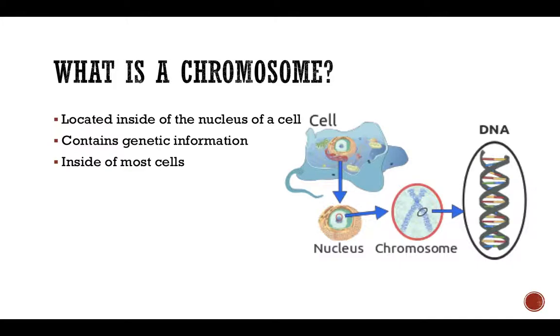So first off, let's talk about what a chromosome is. If you remember back to our unit on cells, one of the organelles within a cell, or one of the little parts inside of a cell, is called the nucleus. Here's our nucleus right here. The nucleus contains important genetic information, and that genetic information is coiled together inside something that's called a chromosome.